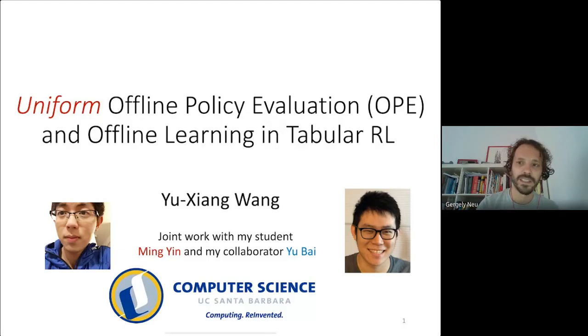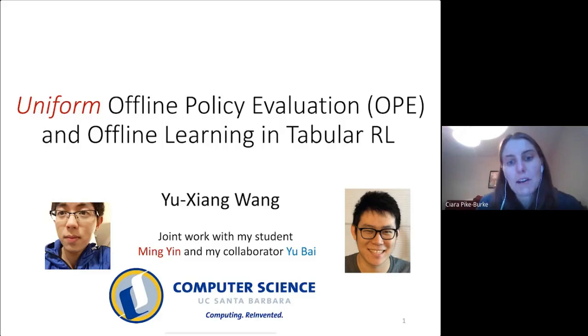Great, thanks. We're delighted to have Yu-Xiang here. Yu-Xiang is a faculty member of the Computer Science Department at University of California, Santa Barbara. Prior to that, he was with Amazon AI in Palo Alto, and even before that, he was in the Machine Learning Department at Carnegie Mellon.